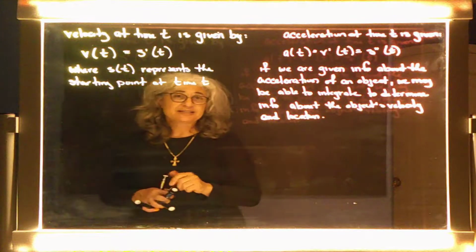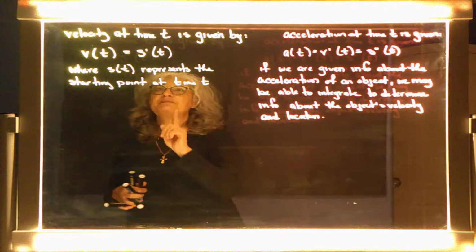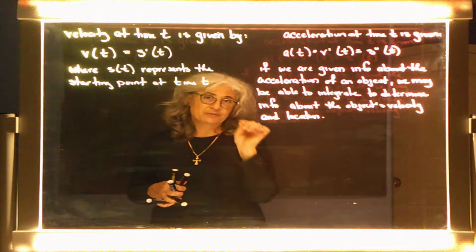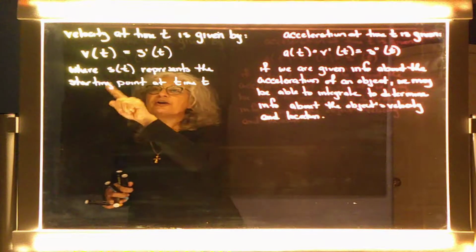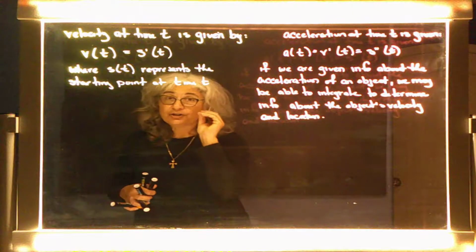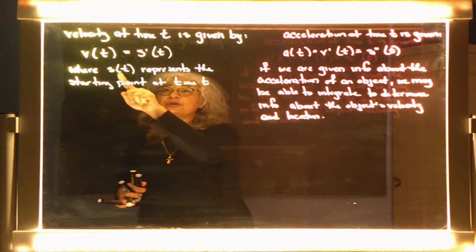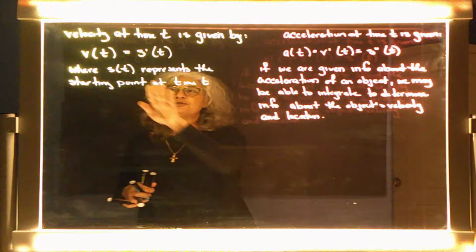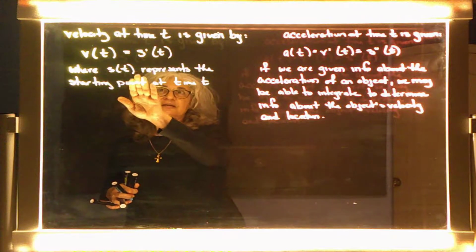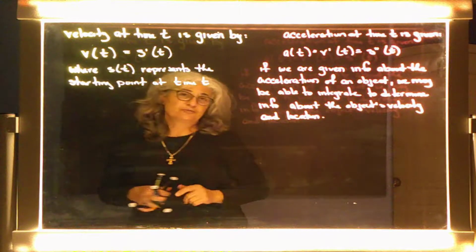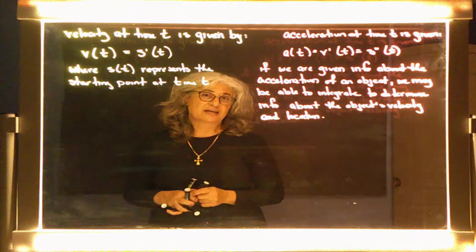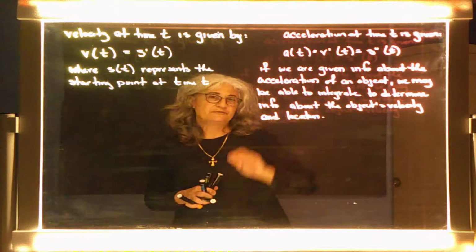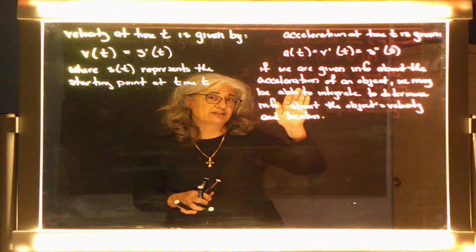The velocity at time t is given by v of t equals s prime of t, where notice s of t, I didn't say s prime, where s of t represents the starting point at time t. So if I knew the starting point at time t and I took its derivative, that would give me the velocity. That's what that's saying. Good? Okay.